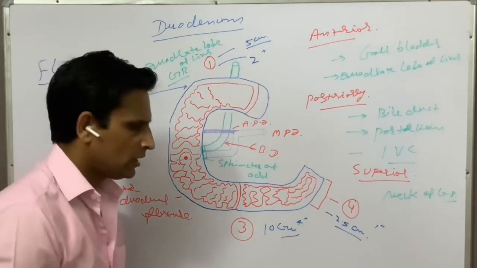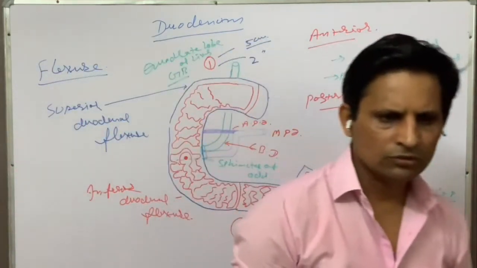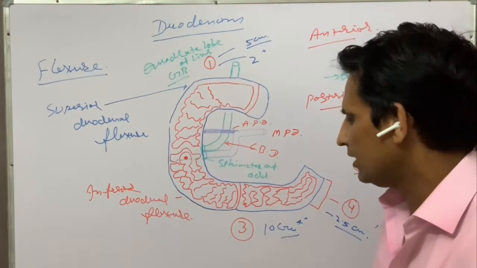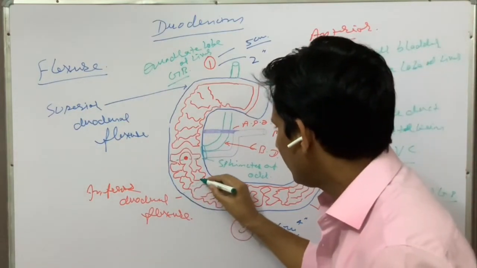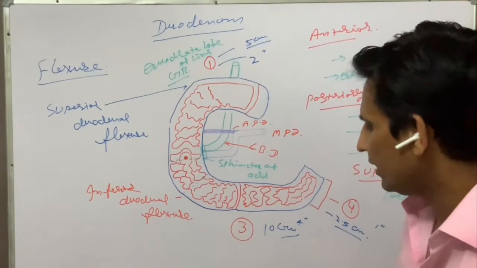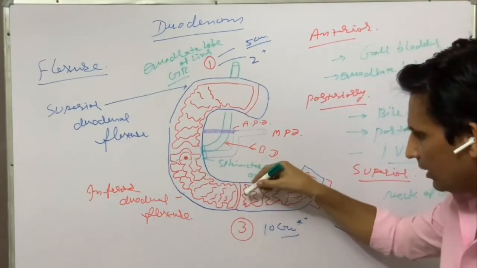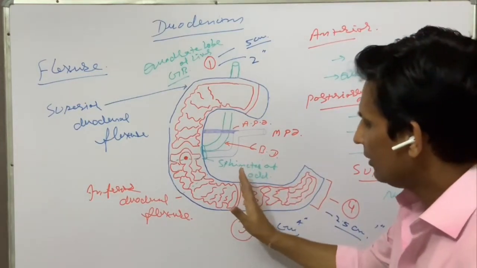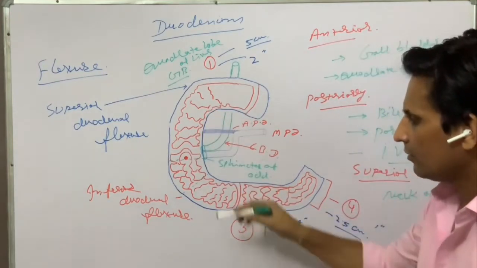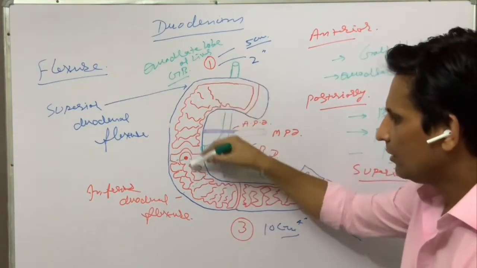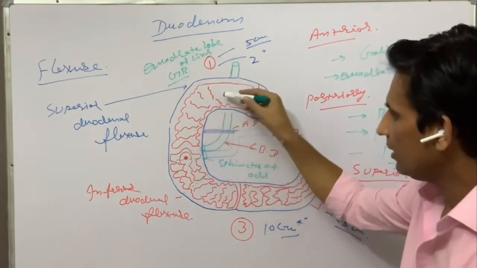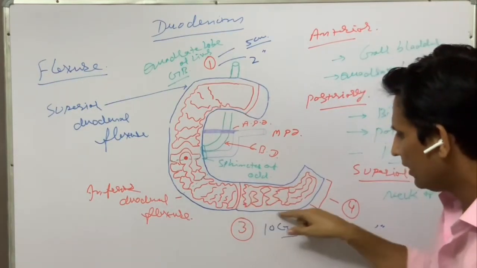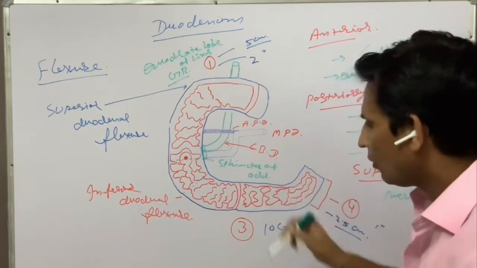Now we come to the third part. So the third part starts from where? It starts from the inferior duodenal flexor, and from there it runs horizontally towards the midline. All these portions so far are to the right side of the midline, and here it crosses the midline and runs towards the left.